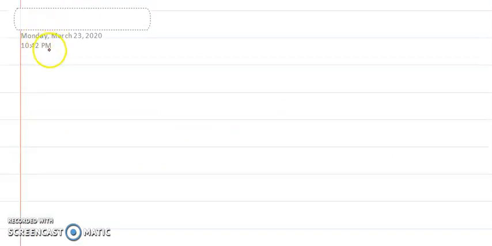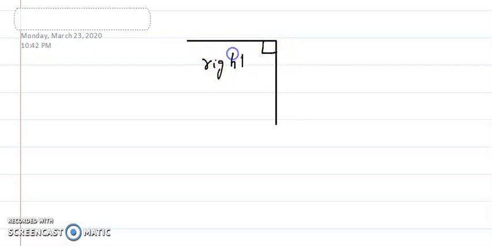Let's have a look at this diagram that I'm going to draw. Here I have, let's suppose, this angle. We call it a 90 degree angle. The 90 degree angle is called a right angle. An angle that measures 90 degree is called a right angle, because the gap between these lines gives us the measurement of 90 degree. So I will call it a right angle.